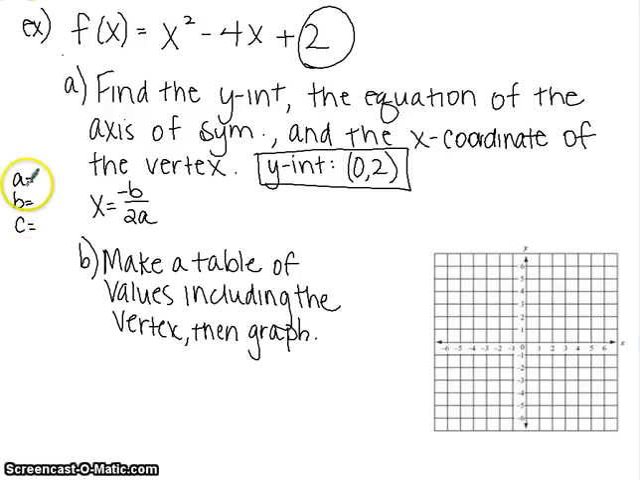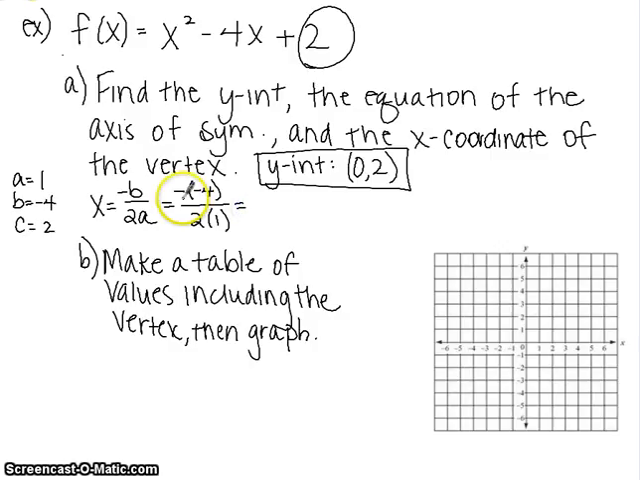Well, in this case, the a, which is in front of our x squared term, is 1. The b, which is in front of the x term, is negative 4, and then of course our c, which we've already identified, is 2. So for my axis of symmetry, negative b is negative 4 over 2 times 1. So all I've done so far is plug in the values.